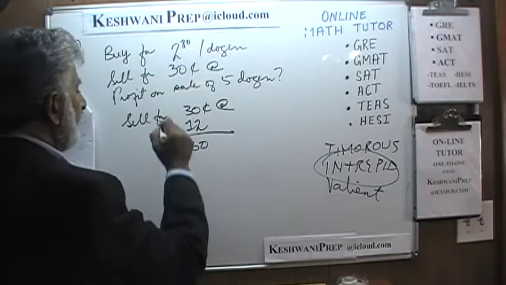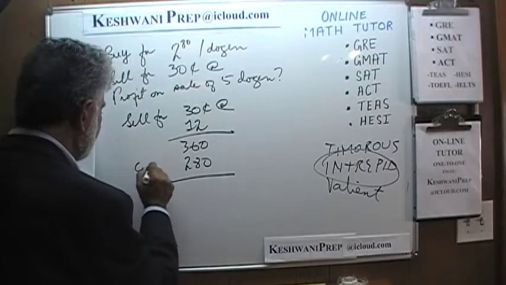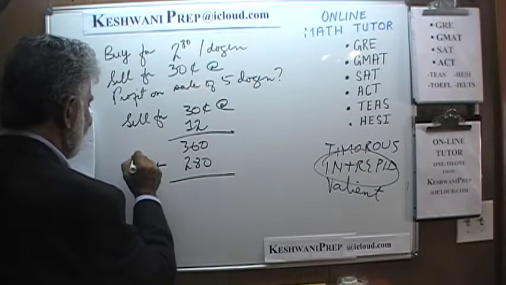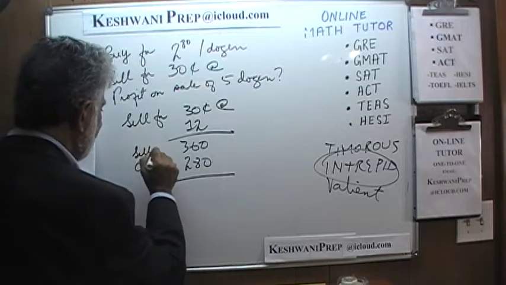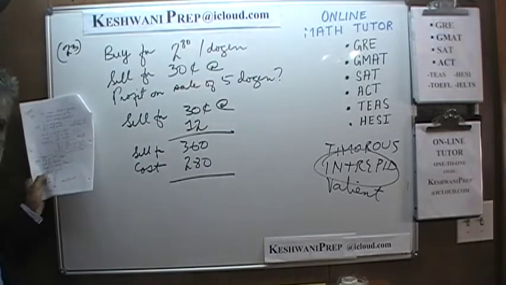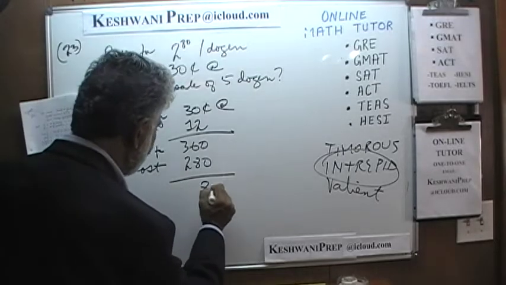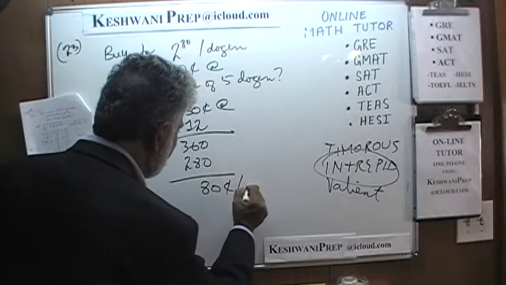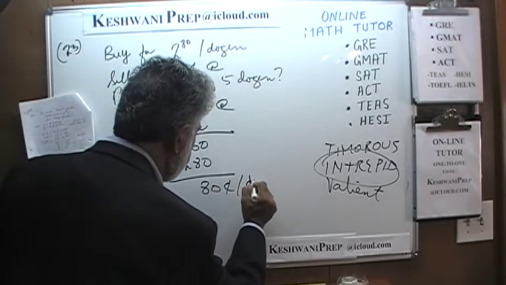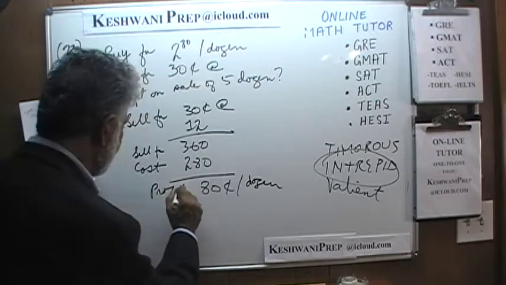But we only paid $2.80. This is our cost. This is the sale price. This is for a dozen. So if you're getting 360 for a dozen and we bought it for 280, we have a profit of 80 cents. 80 cents per dozen. This is our profit.